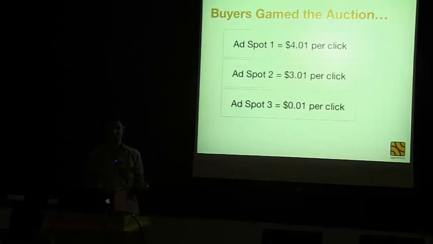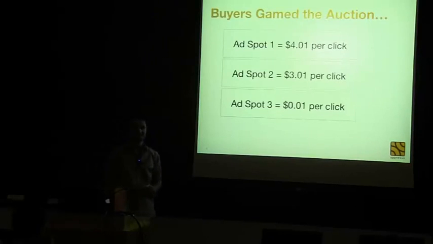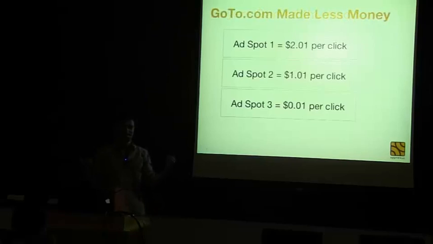So what happened was literally buyers would log in and they would change their bid thousands of times per day. And this wreaked havoc on GoTo's infrastructure. It was very, very difficult for them to maintain this auction system. And as a result, they also made less money. Over time, everybody shaded their bid. There's a lot of variation in it, but over time, prices were actually lower than on Google, which we'll talk about.